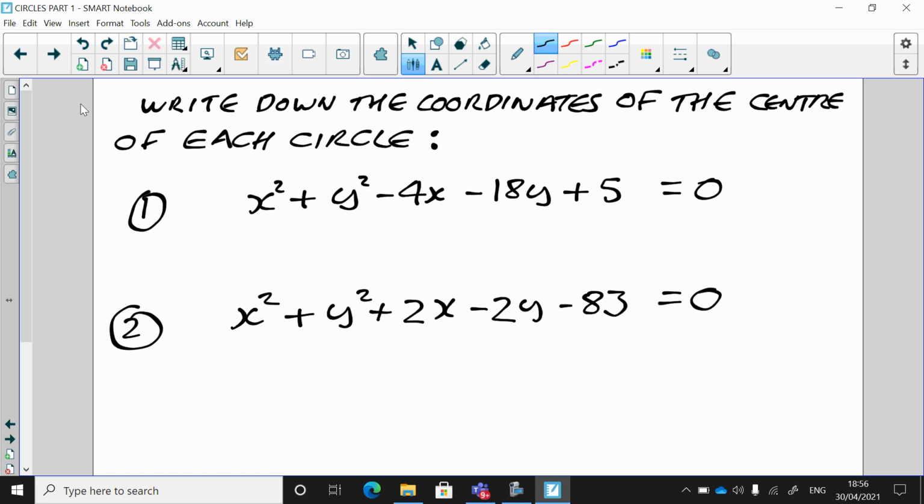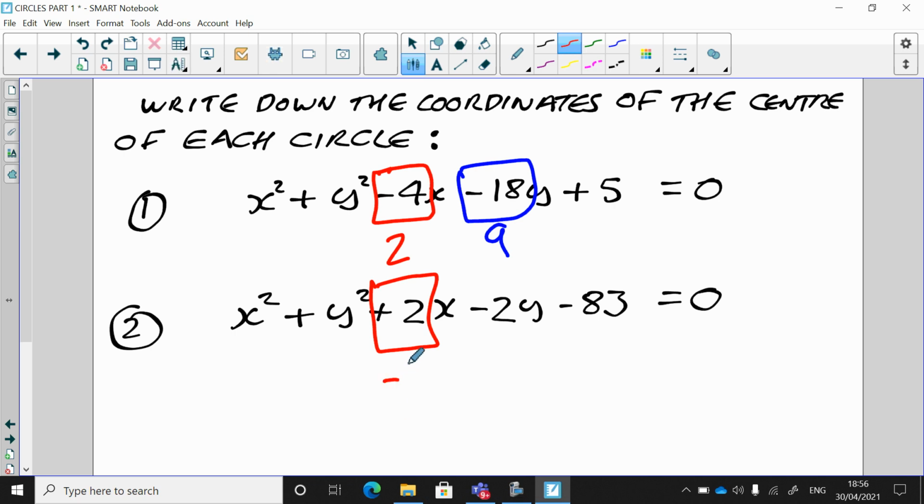Here we go. We've got another 2 here. And we're just going to go through them quite quick. Half that and change the sign. That becomes 2. Half that and change the sign. That becomes 9. The one below. Half that and change the sign. Other one. Half that and change the sign. It's positive. That should be our answers.